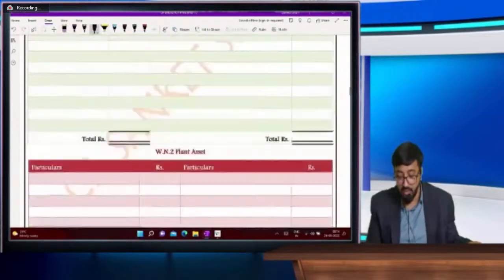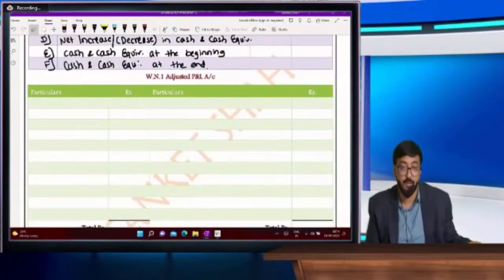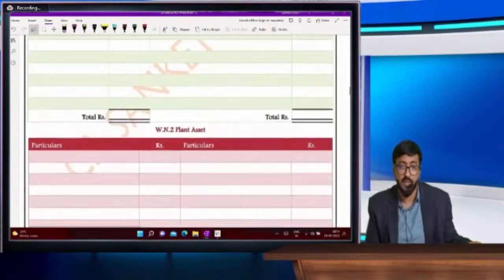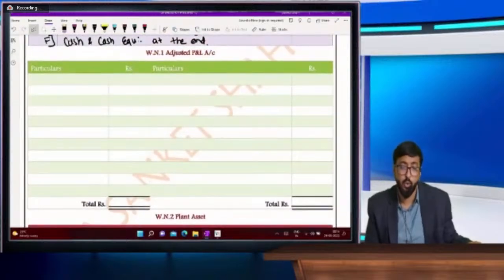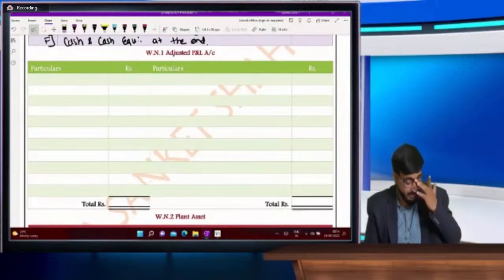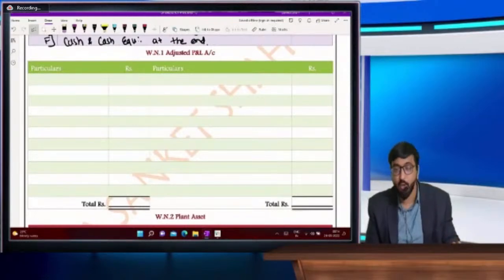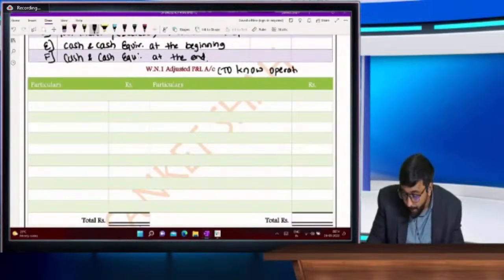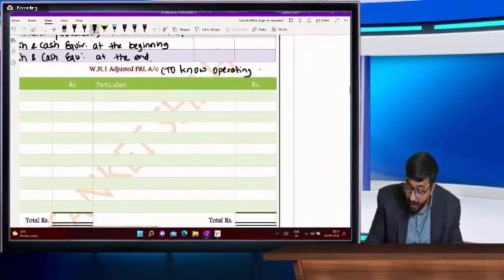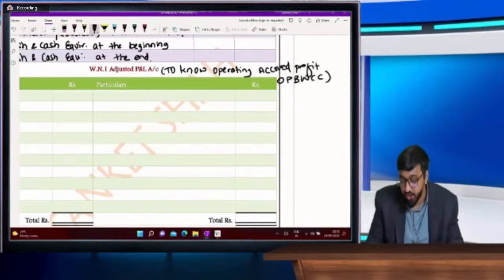I will tell you the benefit of adjusted P&L afterwards. So just don't open this account now. Otherwise, just open this half page. But we won't write anything in this now. We will write it at the end. I will tell you the benefit of this account. So working note 1, adjusted P&L. And what is the logic? To know operating accrued profit, that is operating profit before working capital changes.